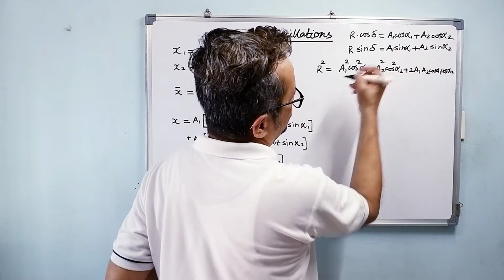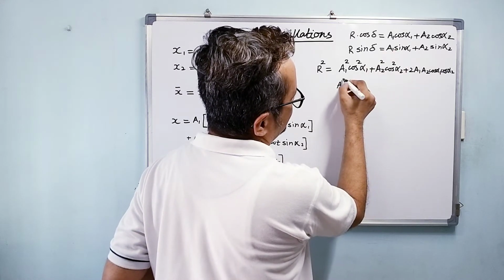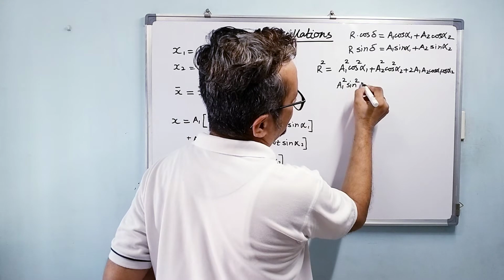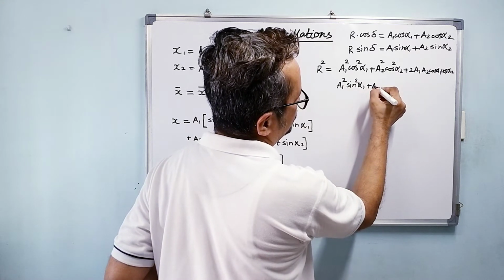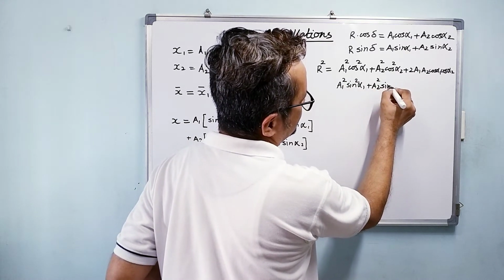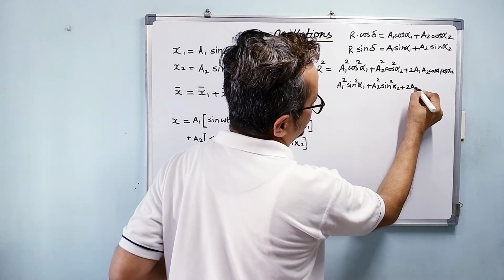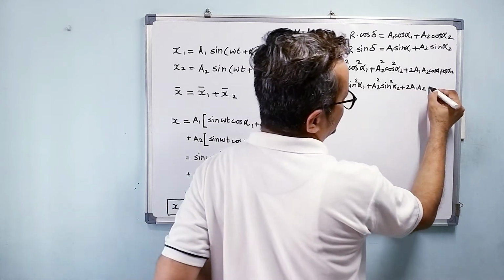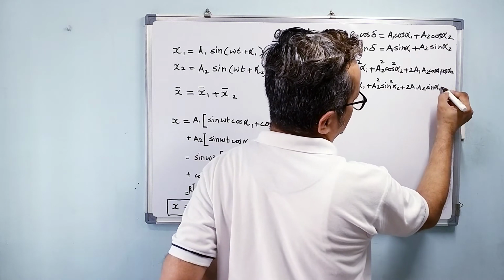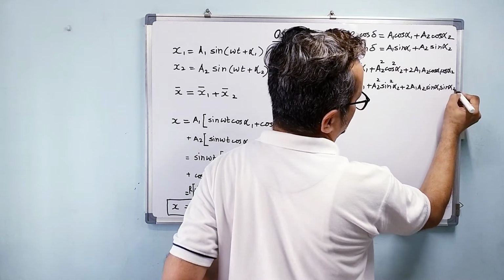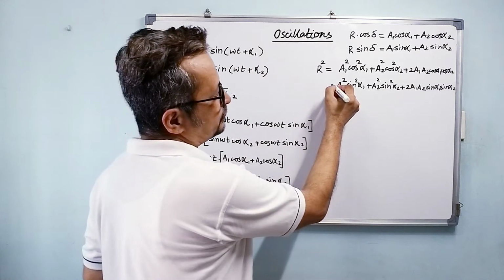So this second one is going to be a1 square sine square alpha 1 plus a2 square sine square alpha 2 plus 2a1 a2 sine alpha 1 sine alpha 2. Correct? And we are going to add them, right?